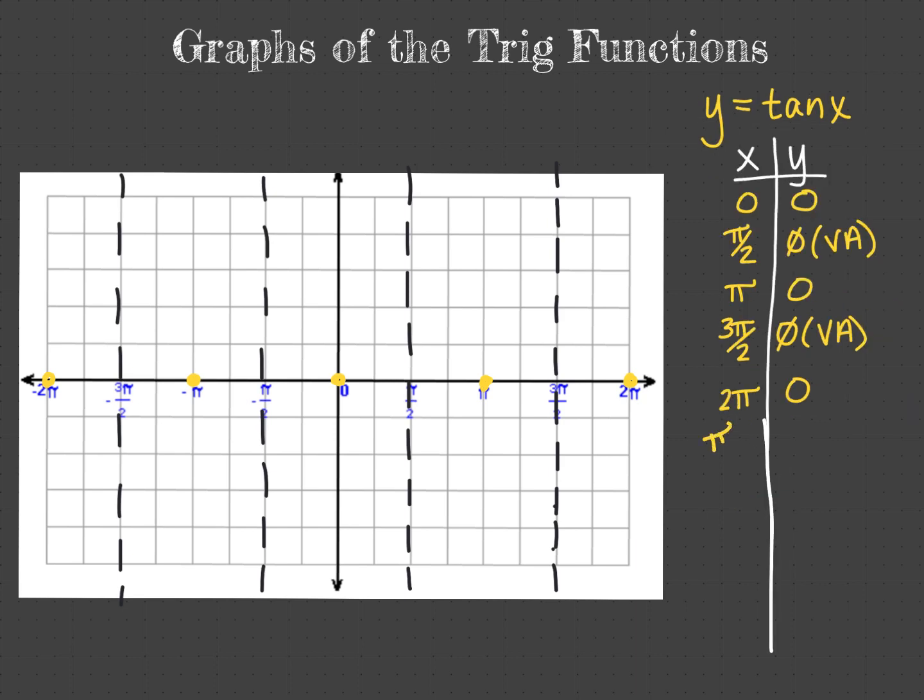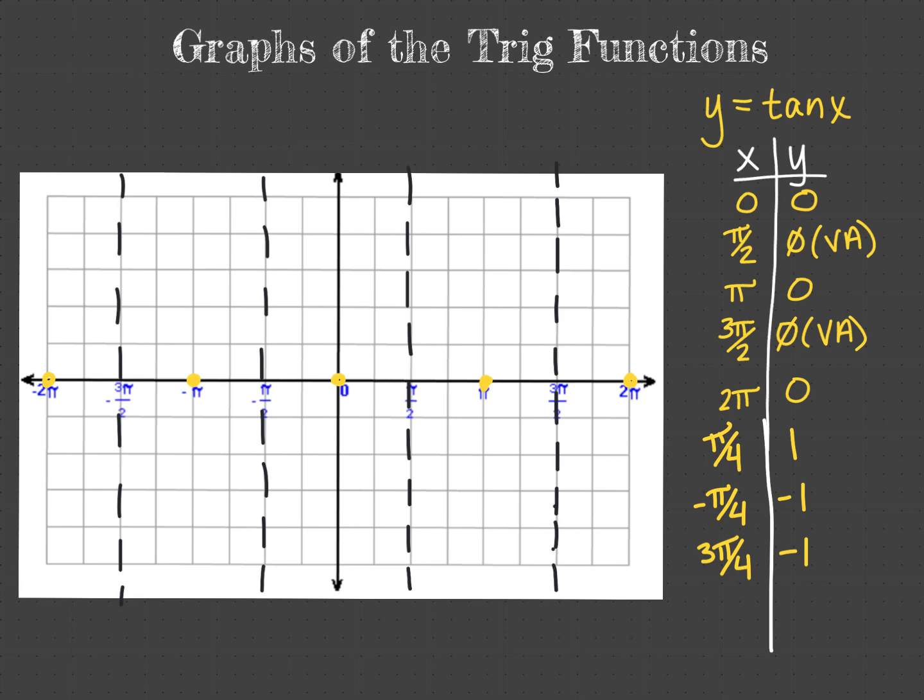At pi over 4, our sine and cosine values are the same, so our tangent is 1. At negative pi over 4, our sine is negative root 2 over 2, but our cosine is the positive root 2 over 2, so our tangent's -1. Then at 3 pi over 4, our sine and cosine are opposites, therefore our tangent again is -1, and so on. So we have a couple points here.